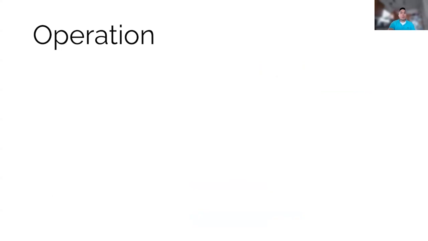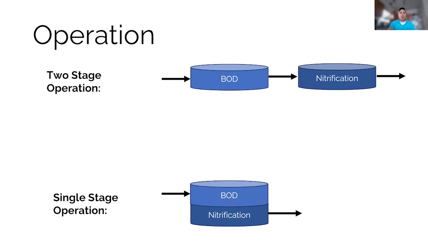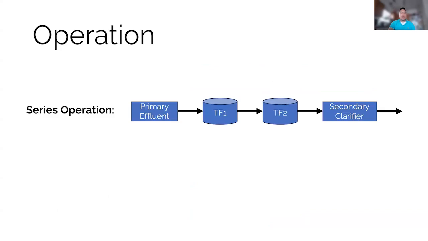Then on top of staging them in terms of treatment, these can also be staged in a series fashion. In series, the first trickling filter is going to remove a majority of the BOD, while the second trickling filter acts more as a polishing process.